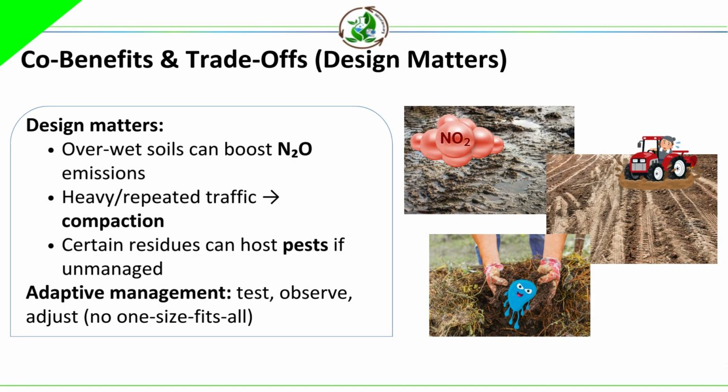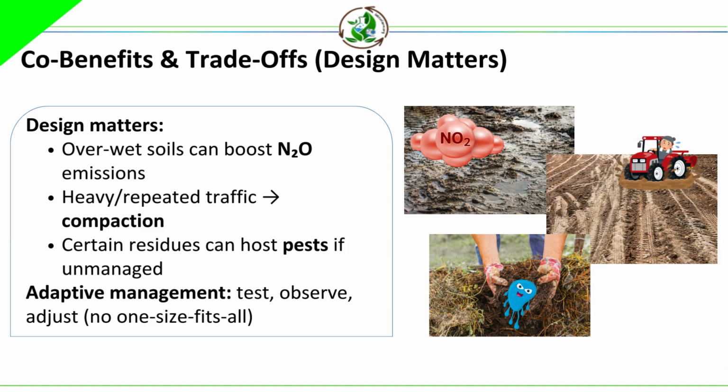Speaking of design, it's not one size fits all. Building soil health usually helps, but we have to avoid unintended consequences. For example, overwet soil can produce more nitrous oxide when microbes convert extra nitrogen. N2O is a greenhouse gas. Heavy machinery or even too many feet walking on soil can compact it, making it hard for roots and water to spread or enter. Leaving tons of mulch can attract rodents if it's too thick.